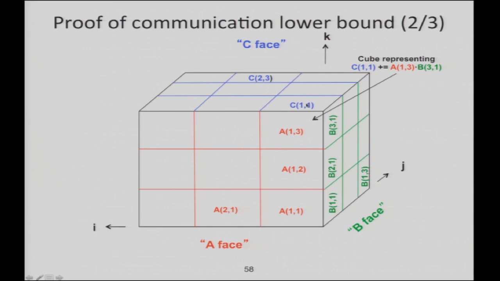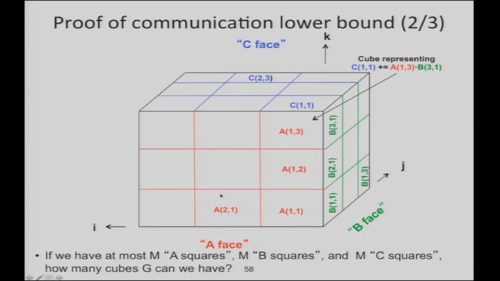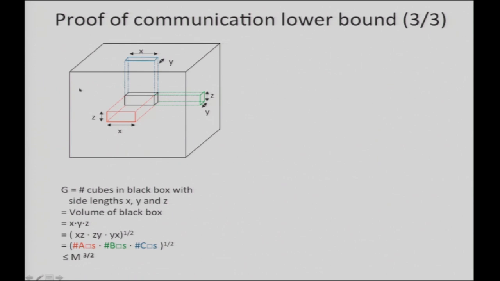And so the question is, if I can have at most m entries of A, so m of these squares, and at most m of those squares, and m of those squares, how many cubes does that cover? How many cubes can I do? So let me just draw that picture again. Here are my A, B, and C faces. And let's suppose, just to make it really simple, that I have this many entries of A, that many entries of B, and that many entries of C. Then clearly they cover this kind of brick in the middle, right? I have all the data that I need to do all the multiply adds that are sitting inside this brick.